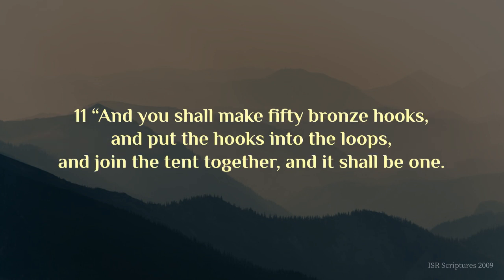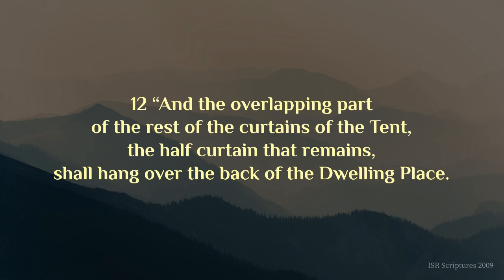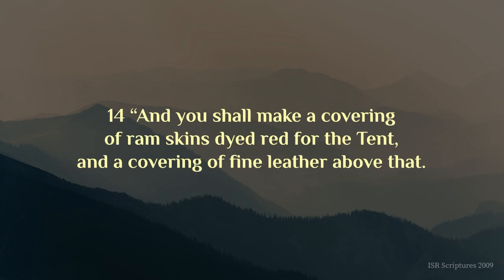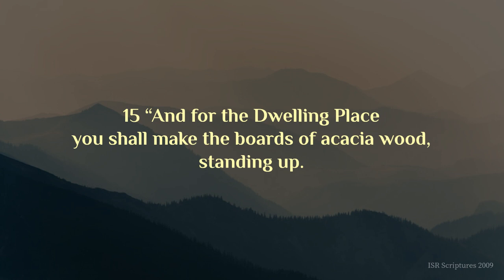And you shall make 50 bronze hooks, and put the hooks into the loops, and join the tent together, and it shall be one. And the overlapping part of the rest of the curtains of the tent, the half curtain that remains, shall hang over the back of the dwelling place, and a cubit on one side and a cubit on the other side of what remains of the length of the curtains of the tent is to hang over the sides of the dwelling place on this side and on that side, to cover it. And you shall make a covering of ram skins dyed red for the tent, and a covering of fine leather above that. And for the dwelling place you shall make the boards of acacia wood, standing up.